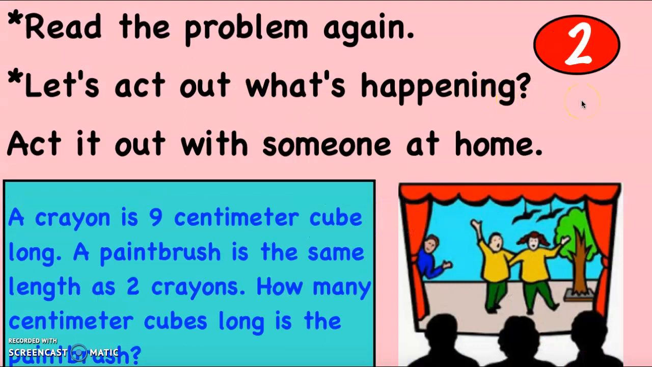Our second step will be to read the problem again. And then you need to act out what's happening. Act it out with someone at home.